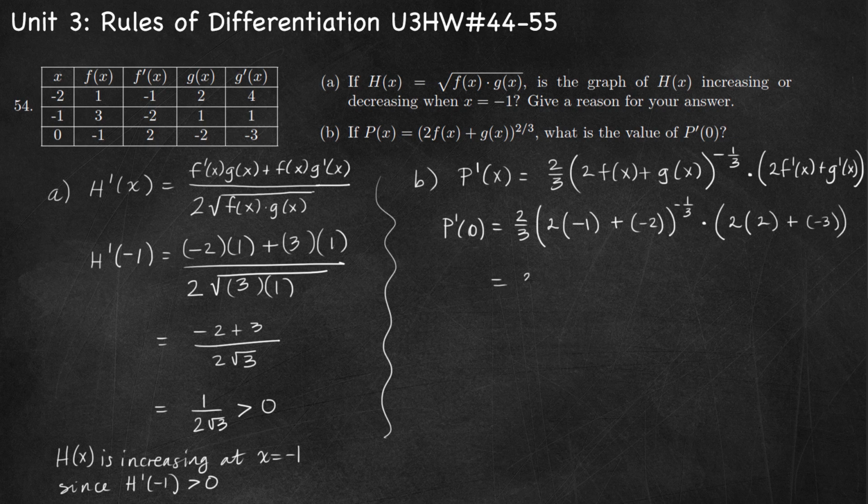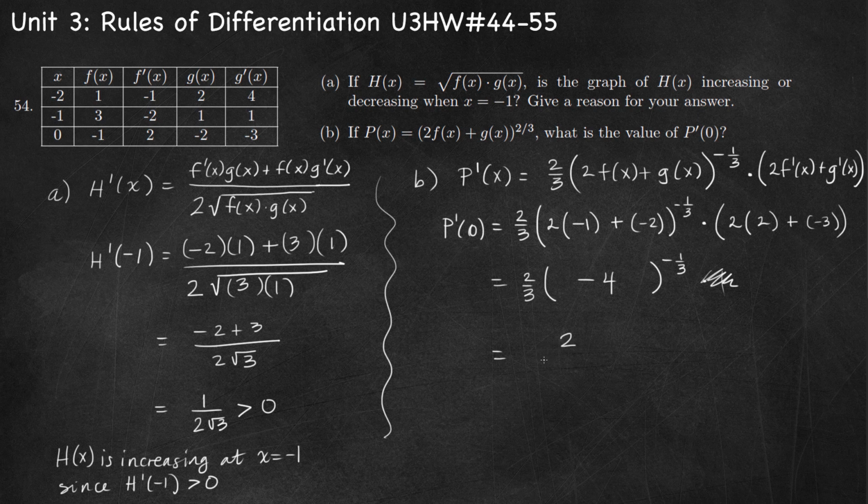And let's simplify. So 2/3 times, and in this set of parentheses, we've got 2 times negative 1, which is negative 2, plus another negative 2, so negative 4 to the power negative 1/3, times 4 plus negative 3 is just 1, so we don't really need that. Okay, so this is 2/3 times negative 4 to the negative 1/3.